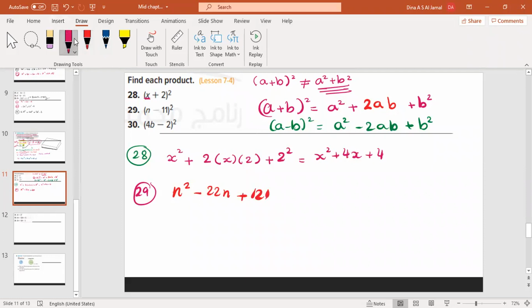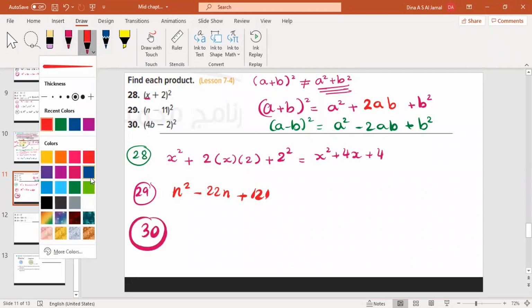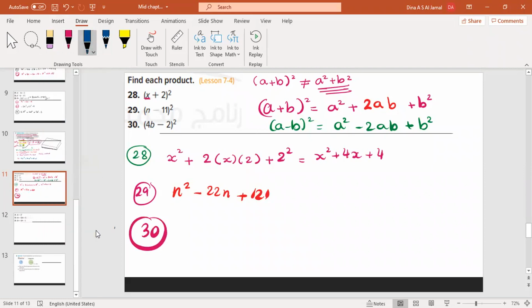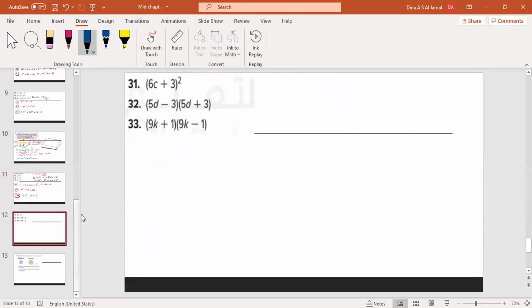So question 30. Let me give you the final answer. So question 30 will be 16b squared minus 16b plus 4. Please solve it and check with me in the comments if you need any question.